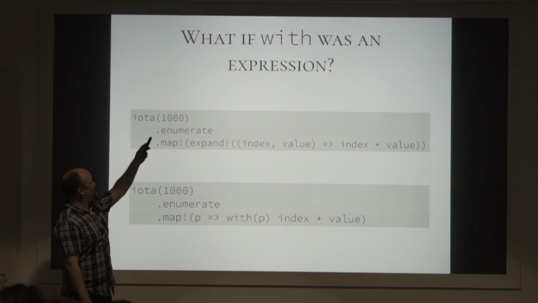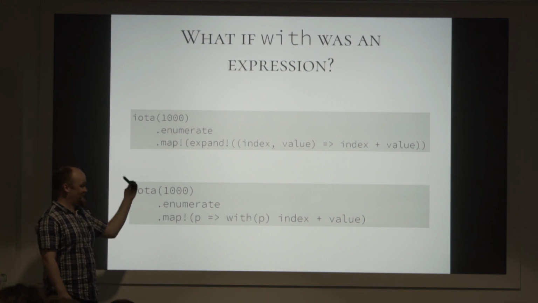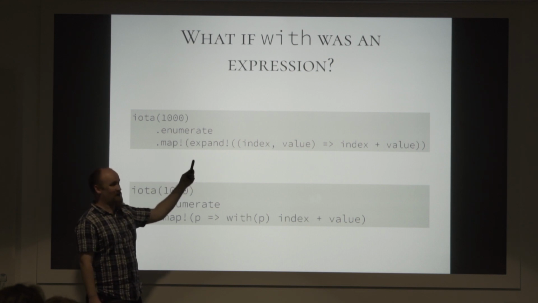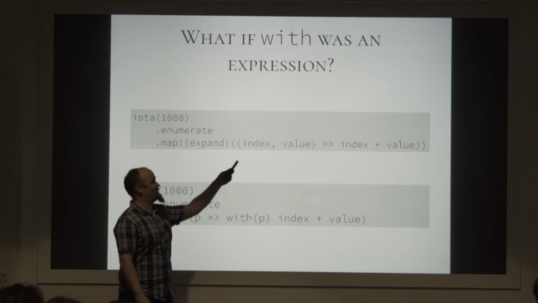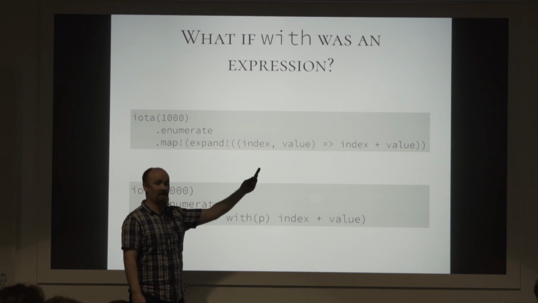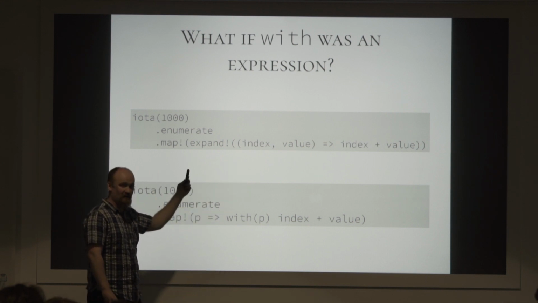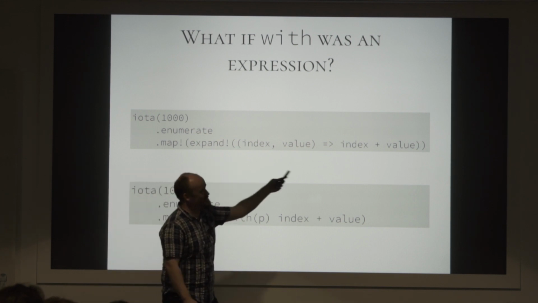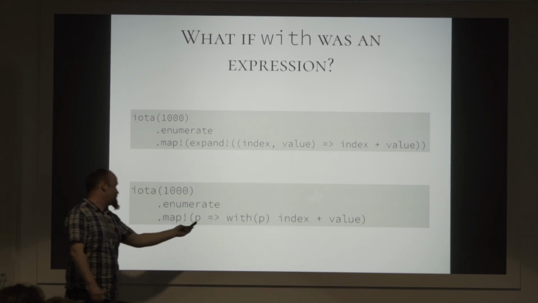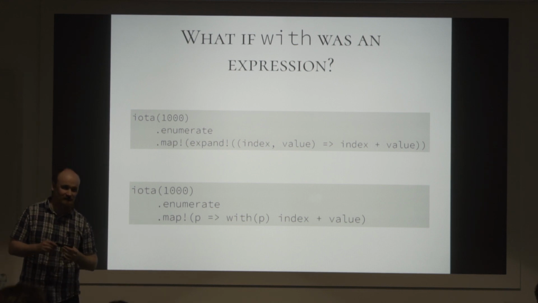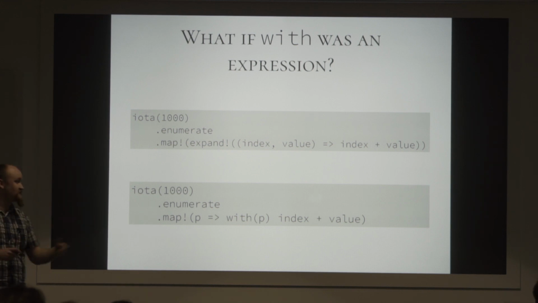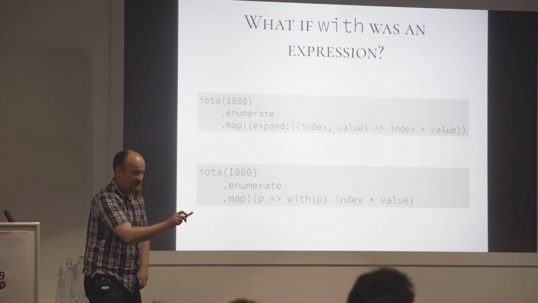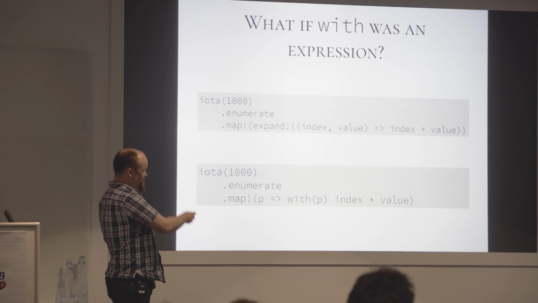Effectively, it takes a tuple in, because this enumerate passes a tuple of index and value, and it expands that out and passes it as two variables, which I've chosen to call index and value, which matches what they are in the tuple. But there's no reason why I had to choose that. But it does mean that I had to say index value goes to index plus value. What if with was an expression? Sure, you can do this already if you build a bigger lambda and you go with this, open your braces, return the result. But I think that would be nice.